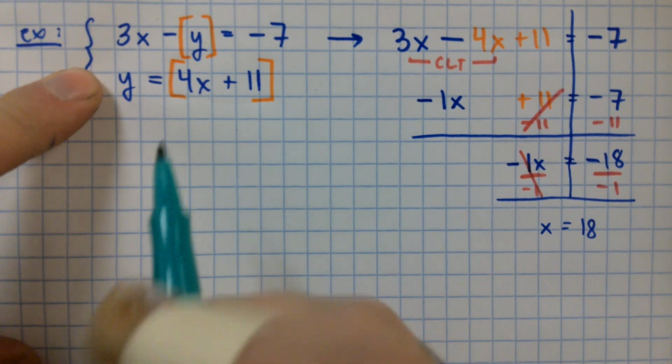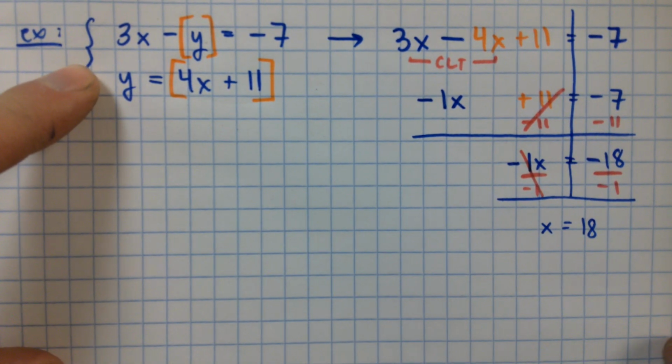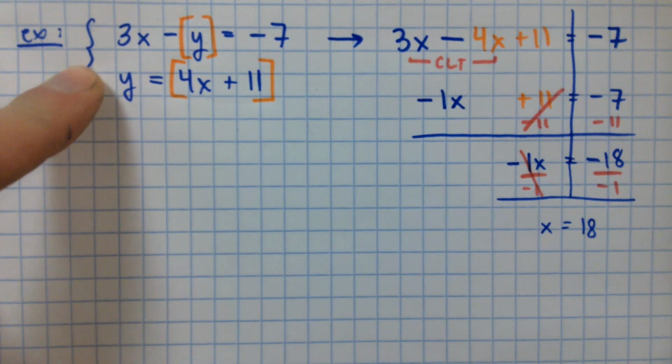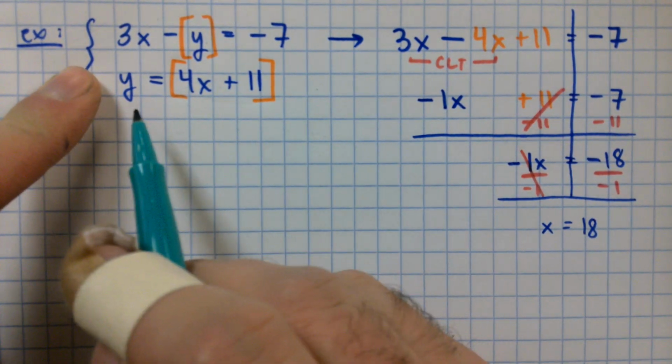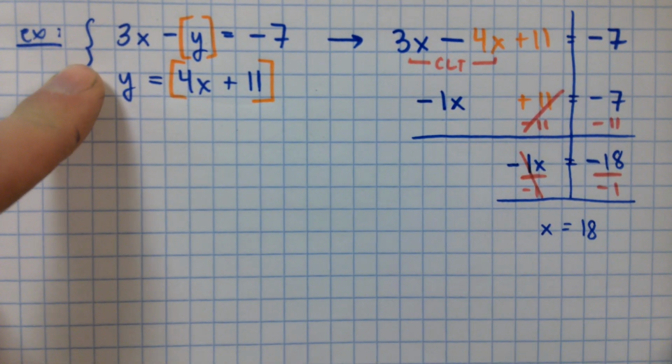Plug it into the second equation. Good. Why'd you pick the second equation, Colby? Because we used the first equation already. Because you used the first equation already? Good. What is it about this second equation that makes me feel like finding y is going to be easier?